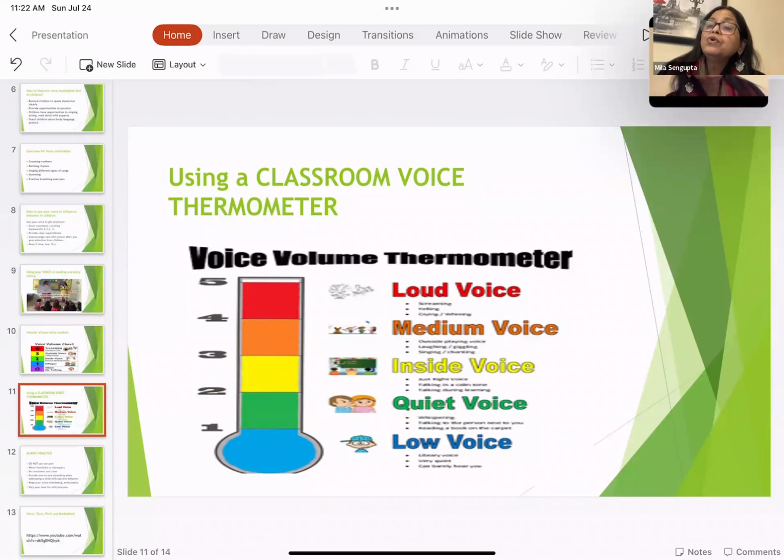And blue is the low voice. It's a very low voice. It's not a whisper, but it is a low voice. So whichever works for you, I gave you 2 examples for using in your classroom. One is a poster and one is a thermometer.